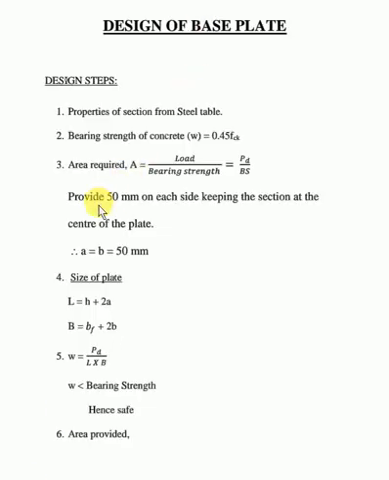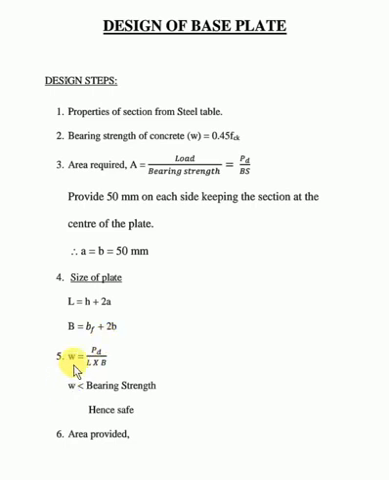So the meaning of this: provide 50 mm on each side, keeping the section at the center of the plate, means we have kept the column section at the center of the base plate, and this A and B we have taken as 50 mm. Then in step number 4, we have the size of plate. That means the length is equal to H plus twice A, breadth is equal to BF plus twice B, which I have just now shown you in the figure.